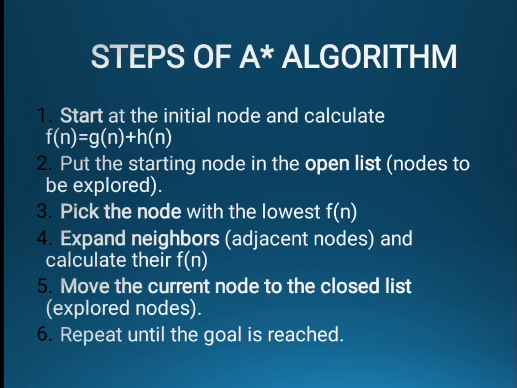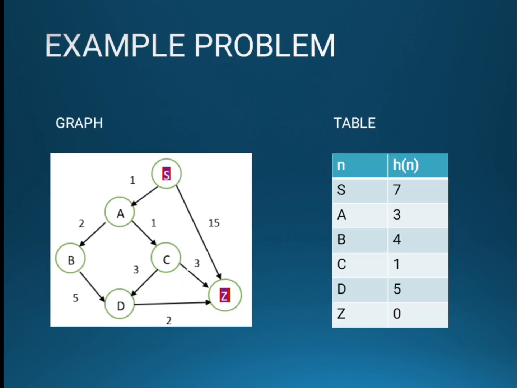These are the steps we are going to follow to find the shortest path in the A-star algorithm. As we have already seen, we need to start from the starting node. From the starting point, we need to calculate the f of n value for every node that can be visited from the starting node. The nodes we are going to visit will be in the open list, and the nodes we have already visited and calculated the f of n value for will be in the closed list.